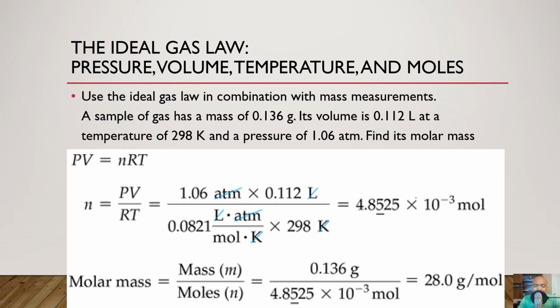Let's look at another example. Use the ideal gas law in combination with mass measurements. A sample of gas has a mass, its volume is given, and the temperature is also given. The pressure is given. We want to find the molar mass. Remember, what is molar mass? Molar mass is defined as the mass of one mole of sample, how many grams are inside. So basically, molar mass is the same as saying mass over moles.